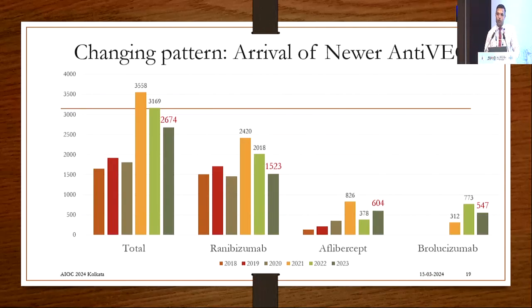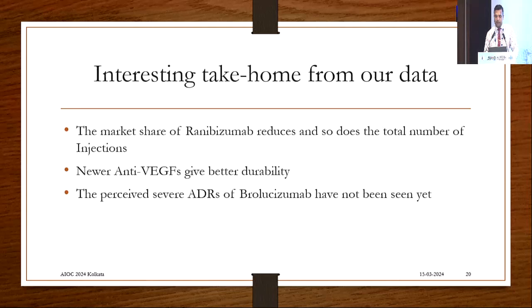I had not shown you earlier how the ranibizumab chunk was changed with the other longer acting anti-VEGFs. So from 2020 onward, we started using more of aflibercept and brolucizumab. I'll come to the reasons why. And the predominance of brolucizumab in our practice has increased. So the take-home messages till now are that the market share of ranibizumab is reducing. So does the total number of injections.